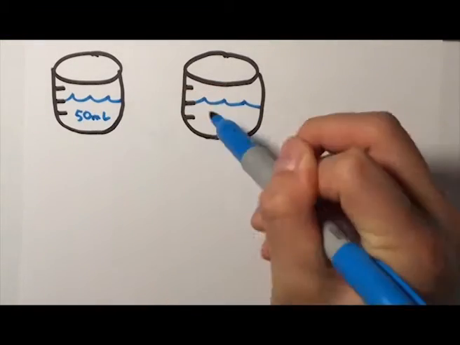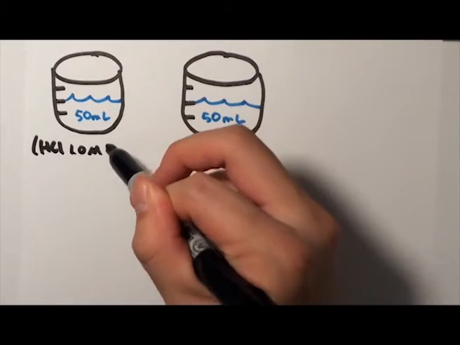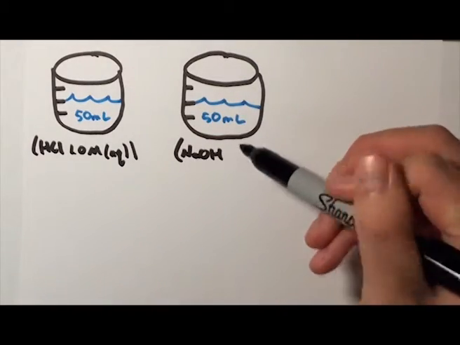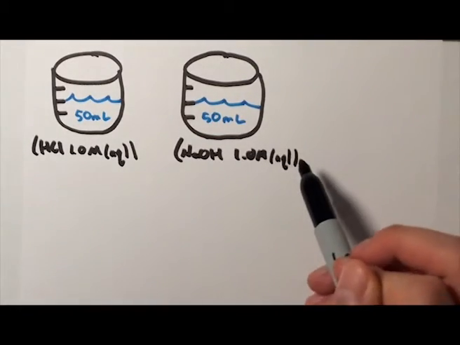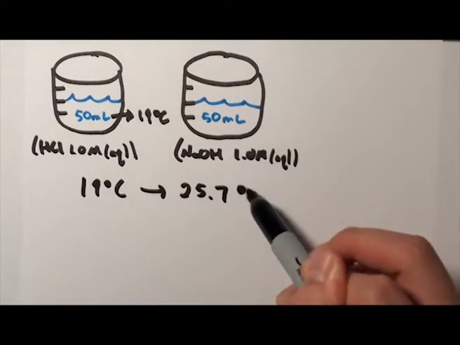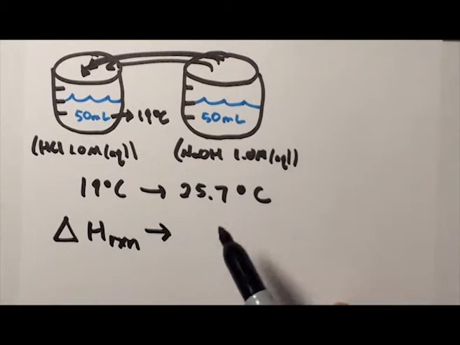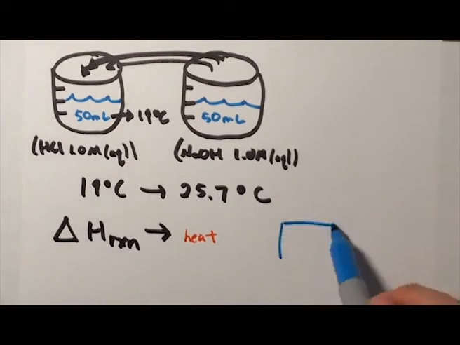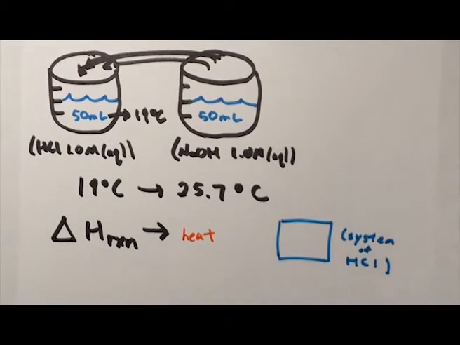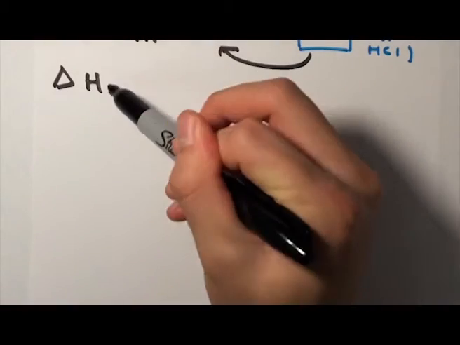Rapidly add 50 milliliters of 1 molar sodium hydroxide to 50 milliliters of 1 molar hydrochloric acid in a coffee cup, and the temperature rises from 19.0 degrees Celsius to 25.7 degrees Celsius. Calculate the change in enthalpy for the reaction. Enthalpy of a reaction is defined as the heat flow into or out of the surroundings in a system and is measured in kilojoules per mole.